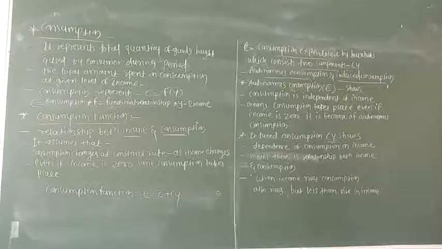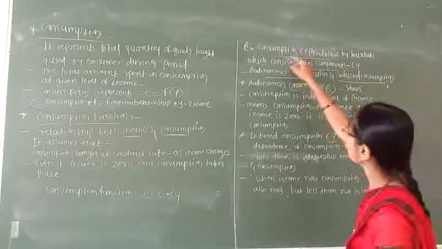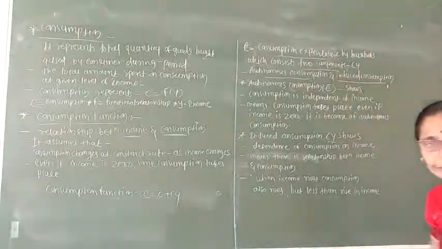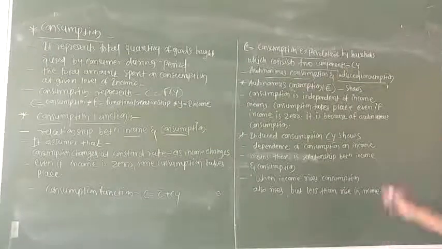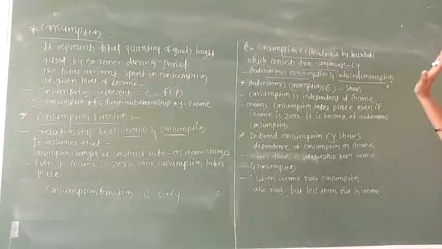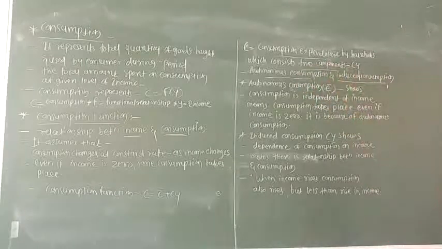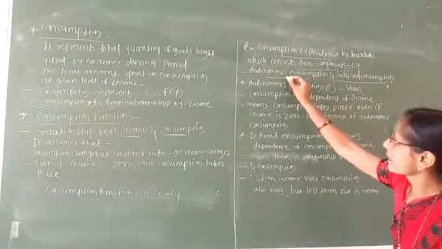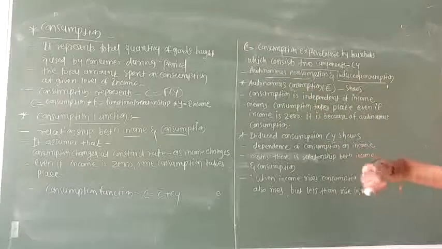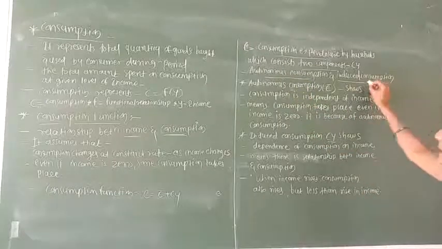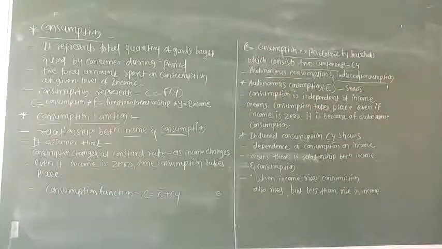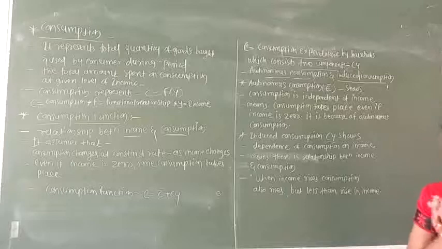See here what I say here, the consumption expenditure by the household consists of two components. First one is autonomous consumption and second one is induced consumption. Then what is the autonomous consumption?